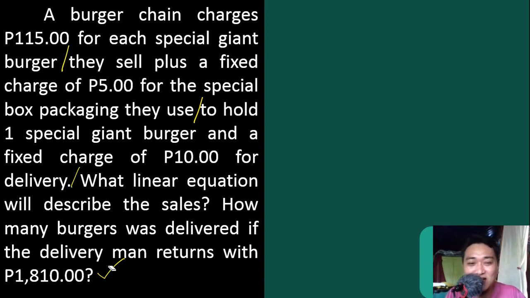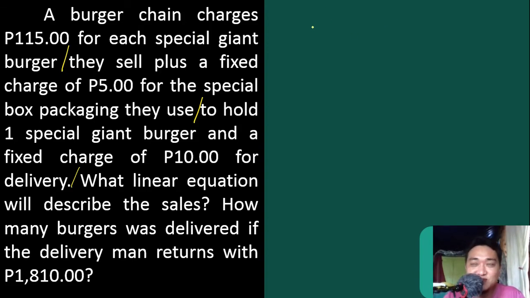May mga ganun mga pagkakataon. Yes, sa mga restaurant, may mga pagkakataon ganun. Halimbawa, nakaligtaan ni manager na isulat or mailista kasi sa sobrang busy sa kitchen, nakalimutang ilista kung ilang burger yung nag-out o yung lumabas. Tapos, syempre, yung delivery man, diretso deliver. Pagbalik, ang daladala niyang pera is 1,810. May mga ganong instances. And yung mga ganong instances, masasolve natin yan using algebra or linear equations.